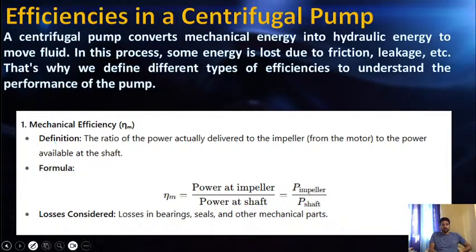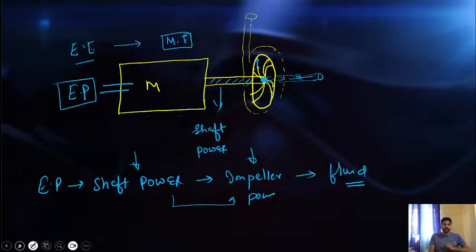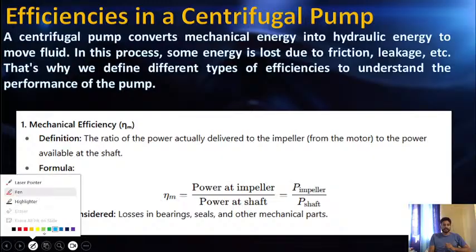So first is basically, whatever shaft power there is, how much of it the impeller gets. Right, so this is the mechanical energy transfer from shaft power to impeller power. शाफ्ट घूम रही है, उसके साथ साथ इंपैलर घूम रहा है, राइट? Is it clear to you? So this is basically the power at the impeller divided by the power at the shaft, right? So this is my mechanical efficiency.